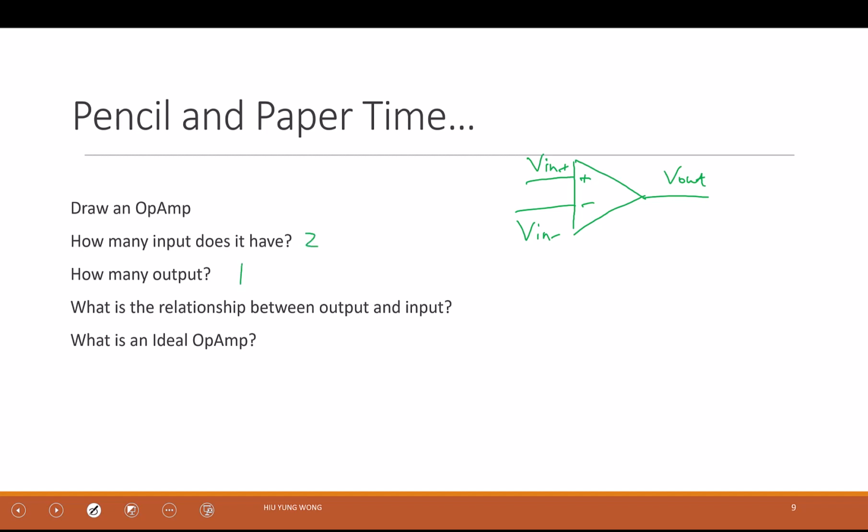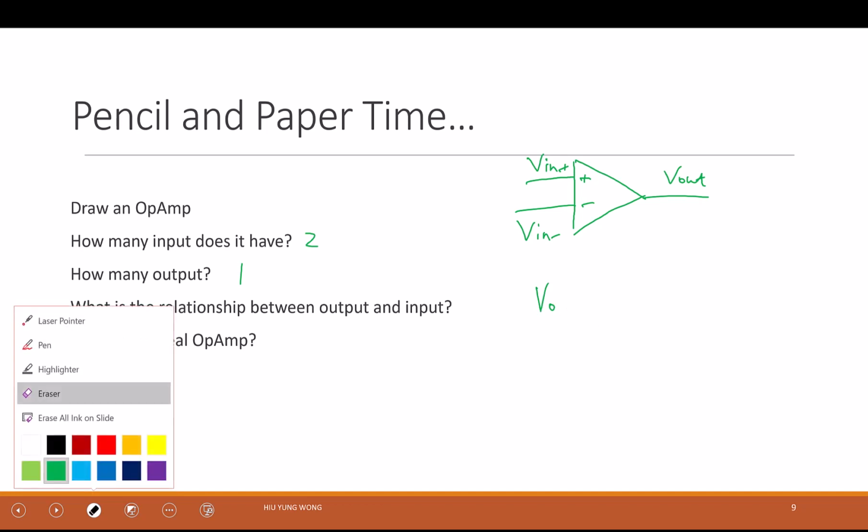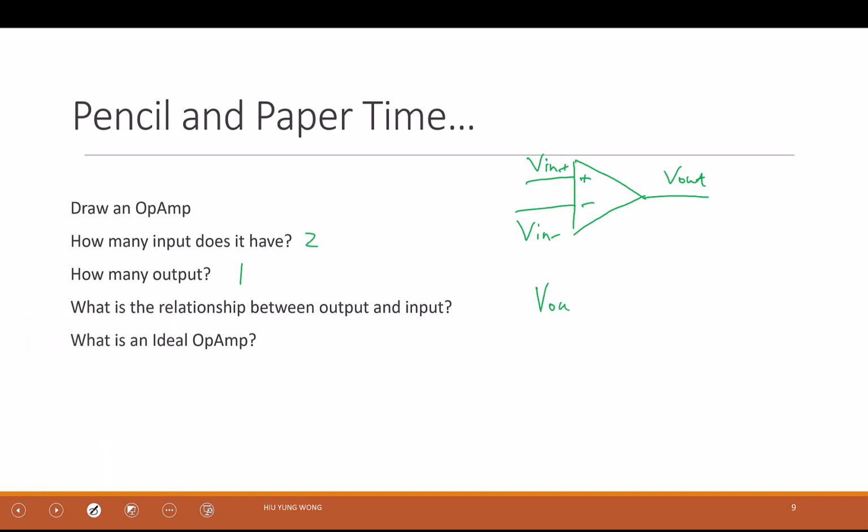And what is the relationship between them? The output must be related to the two inputs, right? Otherwise, it's useless. So as someone said, it is A0 times (V in plus minus V in minus), right? So it's differential.